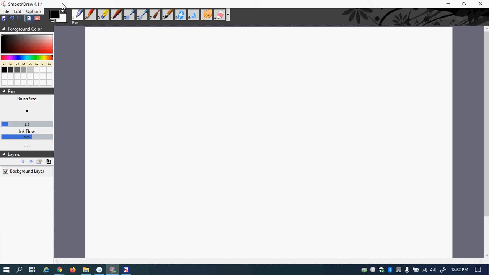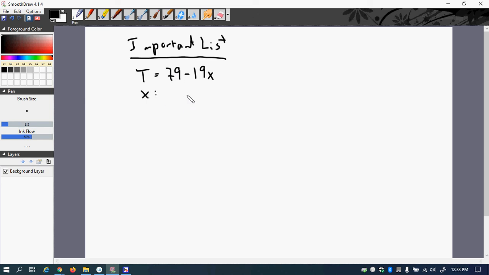So right away, for me, there's a lot of information here. And so I've always thought the best way to do this is to create what I call an important list. So we're going to make an important list, and that's the things that I see in the word problem that are important. The first thing I saw right away was they gave me the formula, T equal to 79 minus 19x. And then they told me what x was. x, which is a variable, is the altitude in miles. So that's the altitude in miles.